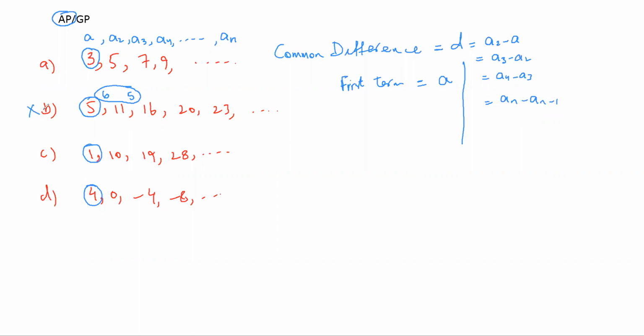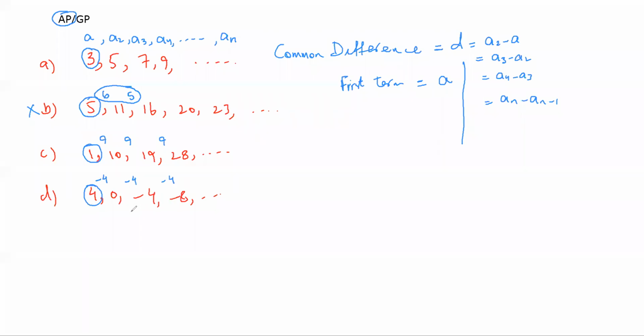This is not an arithmetic progression. Now look at the C part. What is 10 minus 1? That is 9. 19 minus 10, that is 9. 28 minus 19. So this is an AP. Now look at this. This is 0 minus 4, that is minus 4. Minus 4 minus 0 is minus 4. Minus 8 minus minus 4 is minus 4. So this is again another AP.